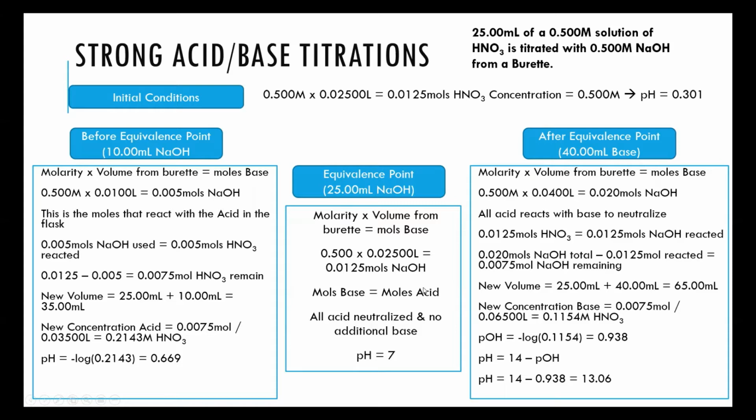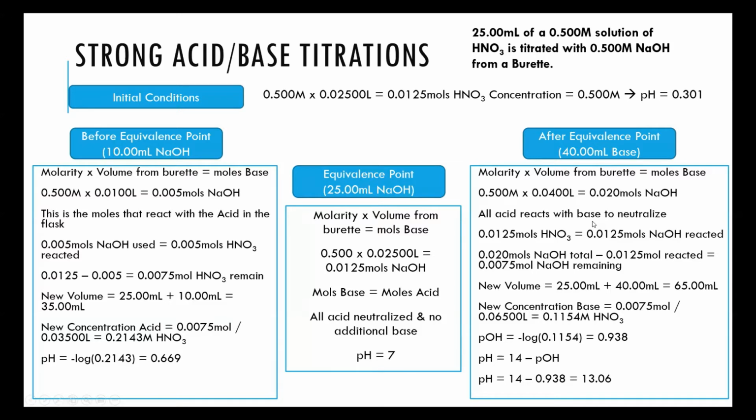This is a strong acid and strong base. The only equilibrium that's taking place here is the equilibrium of water itself. H plus OH minus yields water. So the pH of that perfectly neutral solution then would be a pH of 7. In all strong acid, strong base titrations, the equivalence point will always be a pH of 7 because this is the only equilibrium that's happening.